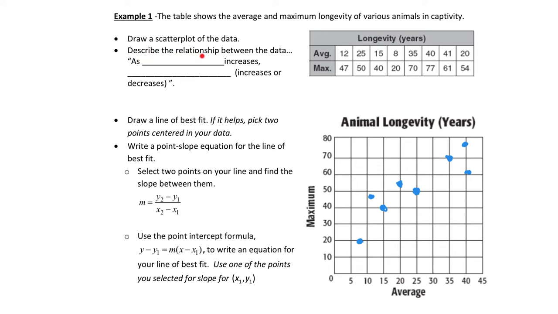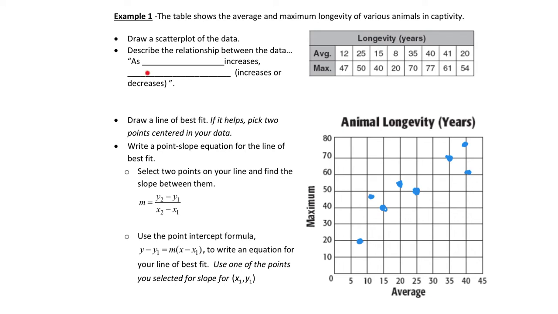All right, so we're going to describe the relationship between the data. Let's understand what this is saying again, the average and maximum longevity. Let's say this right here, maybe this is a horse. This is all the horses, that the average lifespan of a horse is 15 years. I don't know if that's true, I'm just making this up. But the horse that lived the longest made it to 40 years. So that's what this is saying. So this is the average life expectancy of some type of animal, but the longest living animal in that type of animal was 70 years.